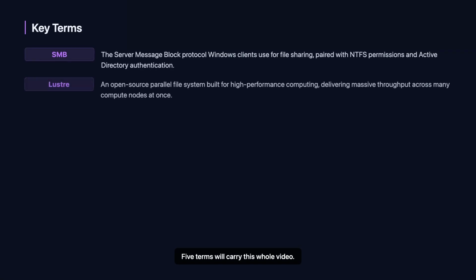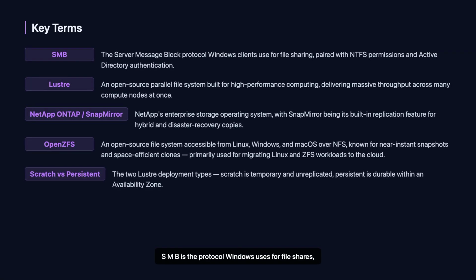5 terms will carry this whole video. SMB is the protocol Windows uses for file shares, and it goes hand in hand with NTFS permissions and Active Directory logins. Lustre is an open-source parallel file system for high-performance computing. Think raw speed across many nodes.